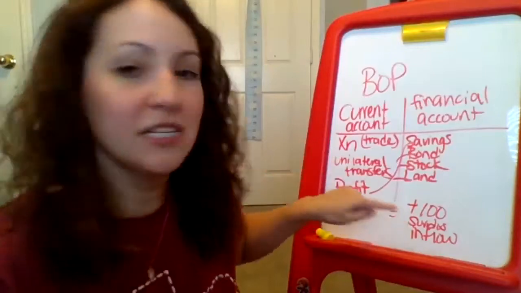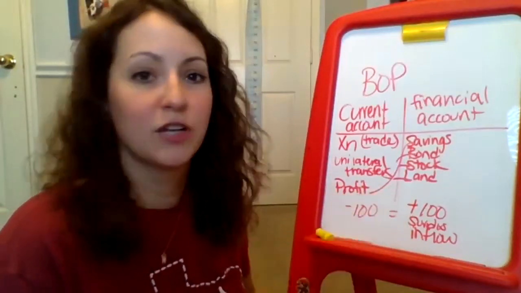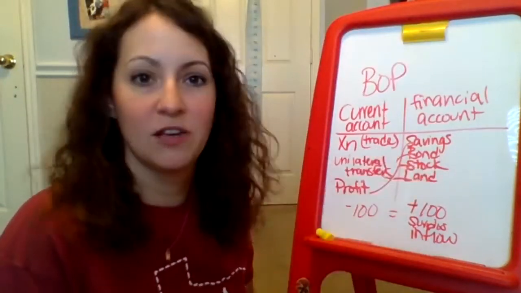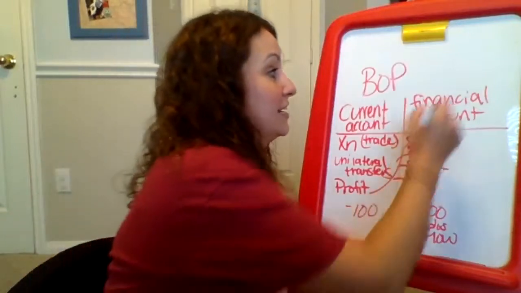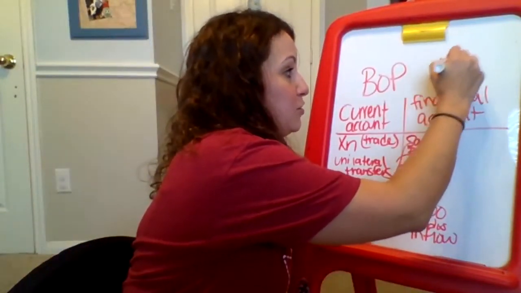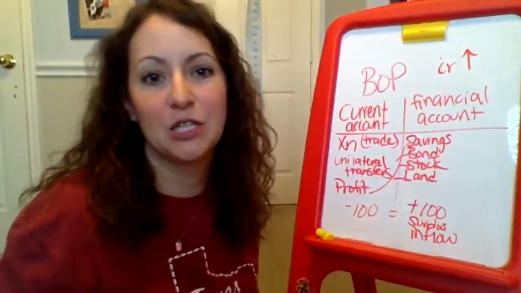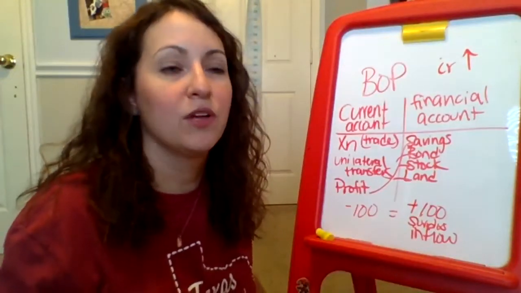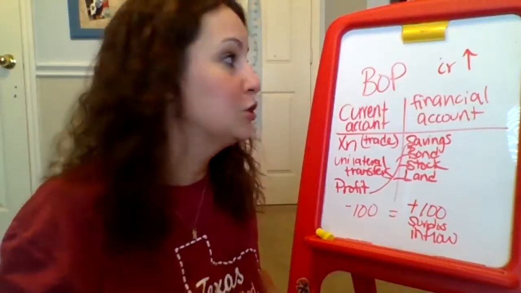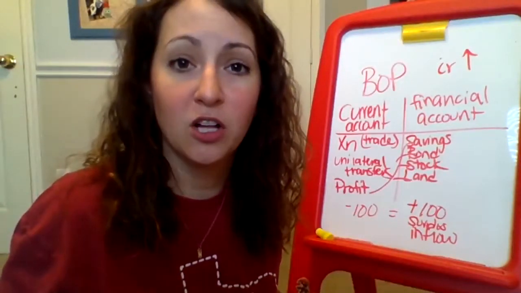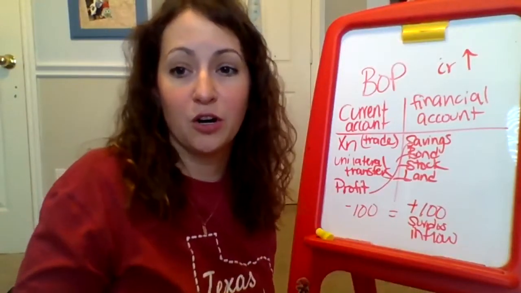Okay, so the reason that we would have a surplus in our financial account is, why would people want our savings accounts? Maybe we have really high interest rates. So let's say that our interest rates in the United States are really high and that people are just dumping their money into our savings accounts. Well, if they were to do that, that's going to appreciate the US dollar as everyone wants our currency.